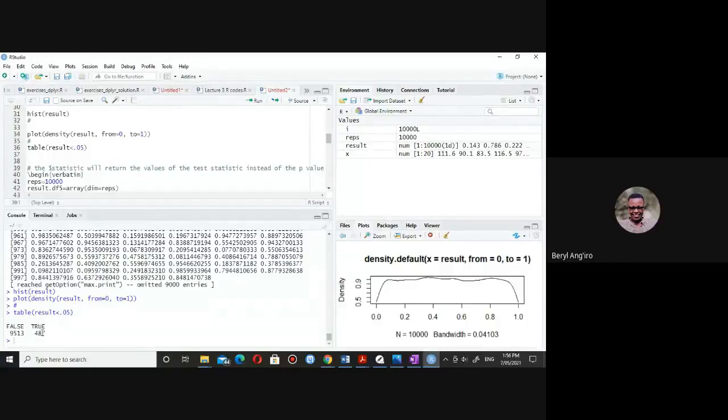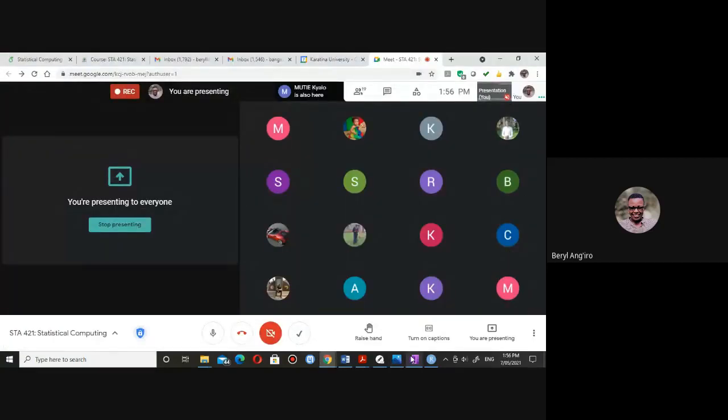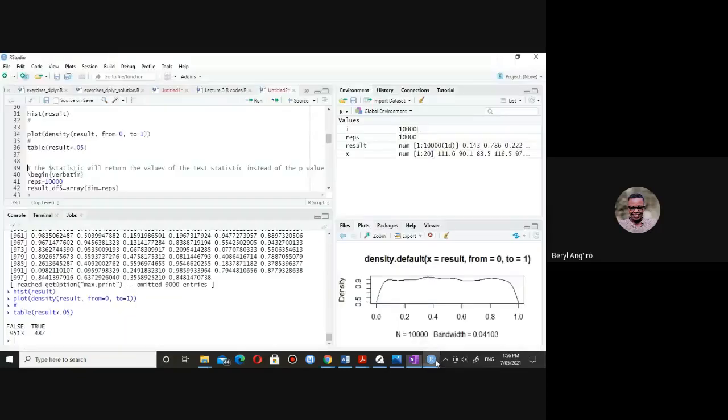487 out of the 10,000 values are less than 0.05. That means that only 487 are significant, but 9,513 are not significant.